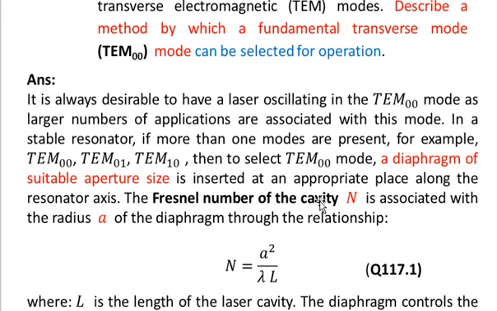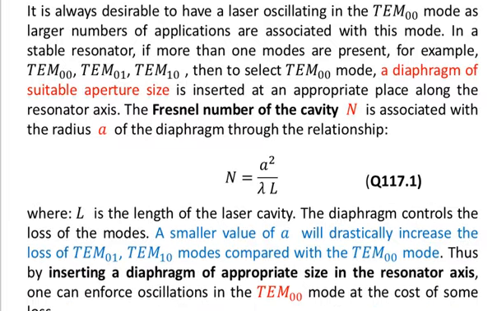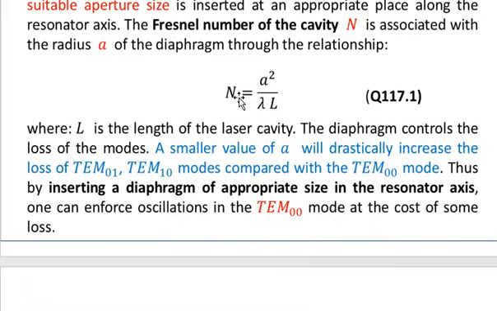The Fresnel number of the cavity, denoted by capital N, is associated with the radius A of the diaphragm through the relationship N = A² / (λL), where capital L is the length of the laser cavity.